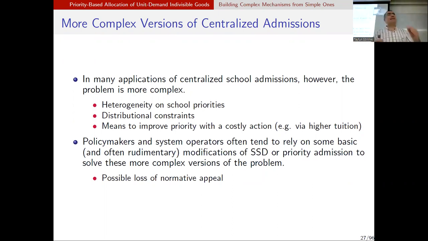And you know, many of the coming lectures are actually dealing with various versions of the same idea. So basically, policymakers and system operators often tend to rely on some basic and often rudimentary modifications of simple serial dictatorship or priority admission to solve this more complex version of the problem. And typically, when they do that, the idea is not the starting good idea anymore, even though it's built on it, typically because they couldn't do what they intended to do, at least in many of the situations. Okay. But then my idea is, you know what? If I can figure out what they try to do, and if I do it, maybe I can convince them. Right.